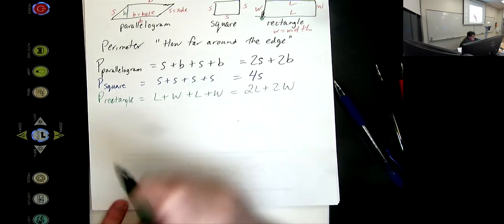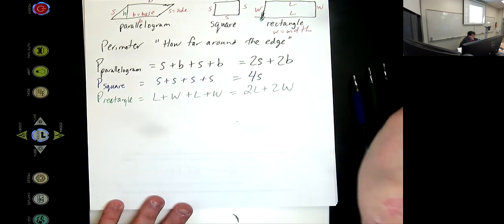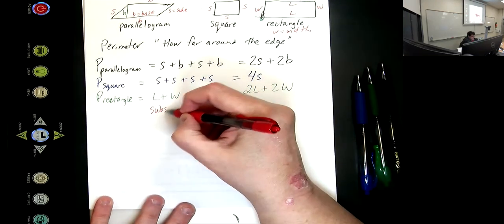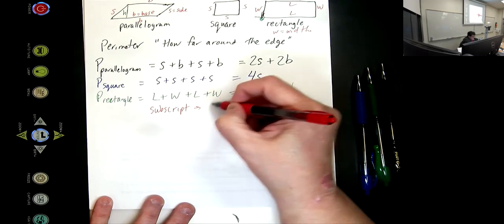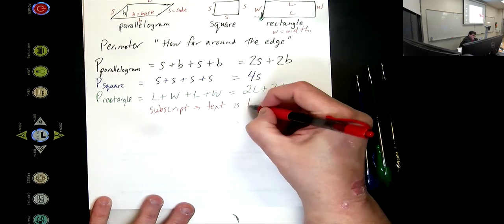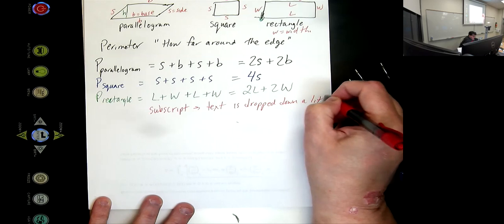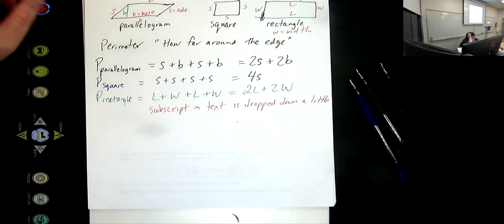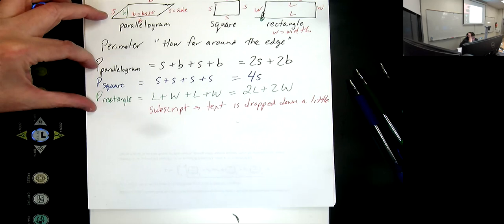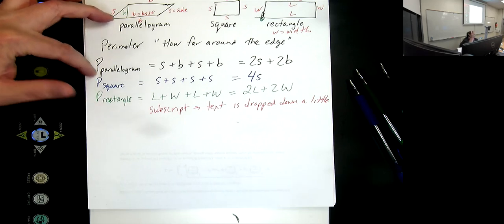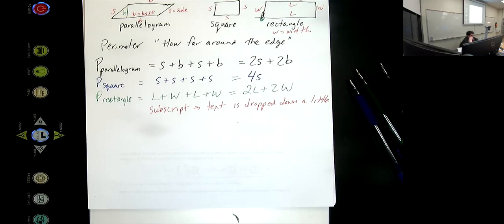So we use this, it's called subscript, where the text is dropped down a little bit, to denote different things. So P is for perimeter on all of them, and then I'm doing subscript for, say, well, what am I doing the perimeter of? Later on, when we start going into angles and other shapes, we'll add circles. Circles seem pretty important. Other than that, how many other shapes do you use?